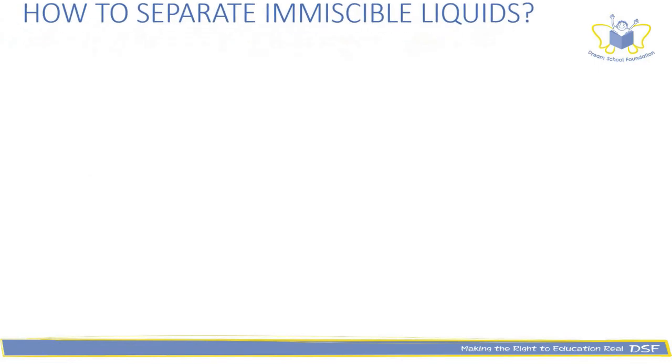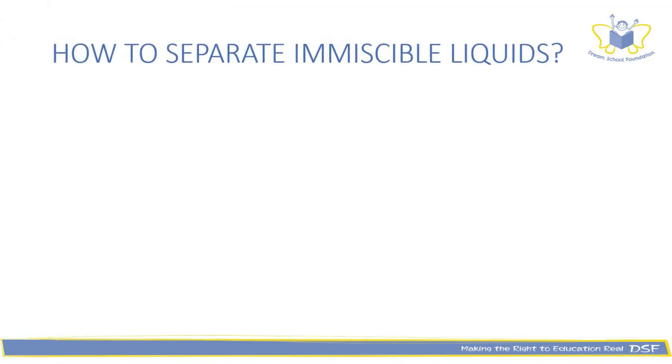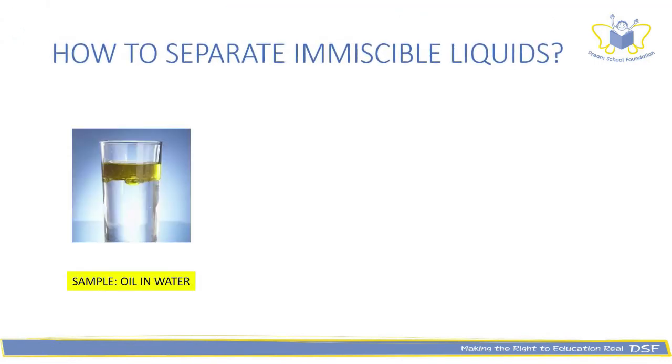Now let us see how to separate immiscible liquids. The sample out here is oil in water. How do we separate a mixture of oil and water? To decide, just look at that mixture. Do they mix well with each other? In other words, does oil dissolve in water? No, right? Such mixtures are termed as immiscible liquids.